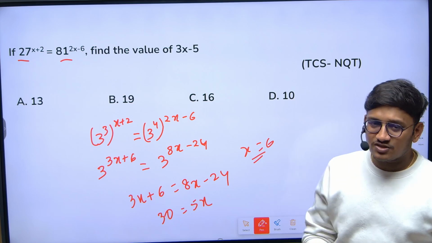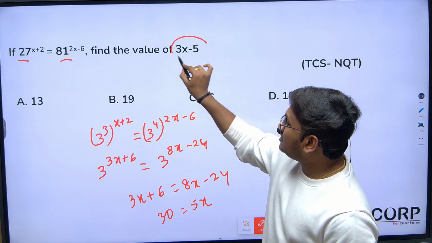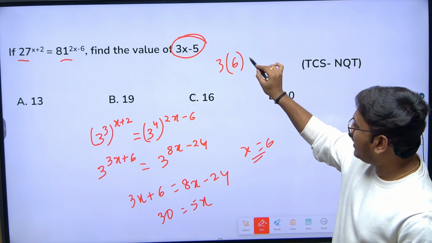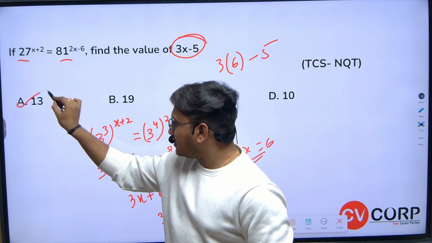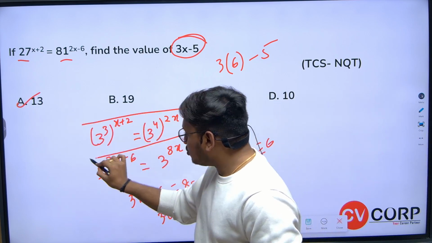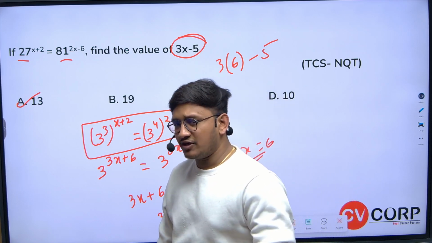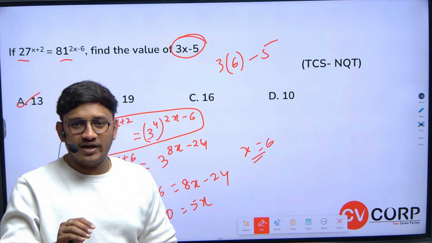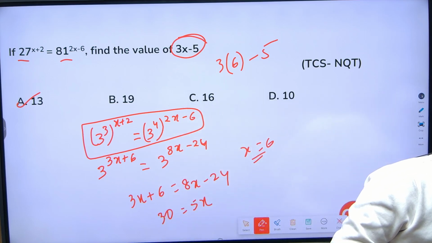They are not asking us to find the value of x. If you observe, what is the value of 3x minus 5? So 3 into 6 minus 5. 3 sixes are 18. 18 minus 5 is 13. The only thing is you just need to know how to convert these powers. 27 and 81: for sure, when they give some values, there should be a connection between the numbers that you should identify in the exam. Okay, so let's move on to the next one.